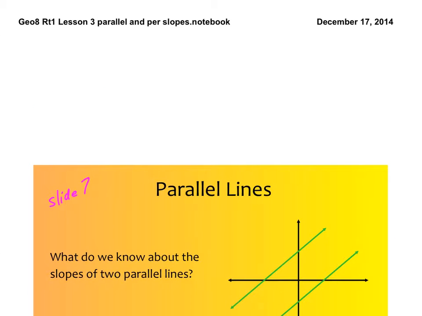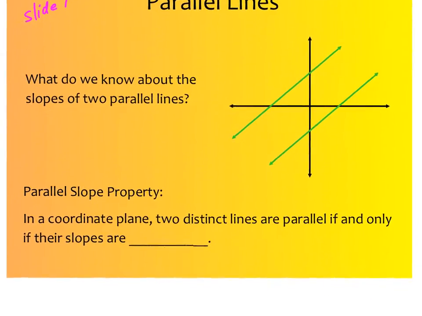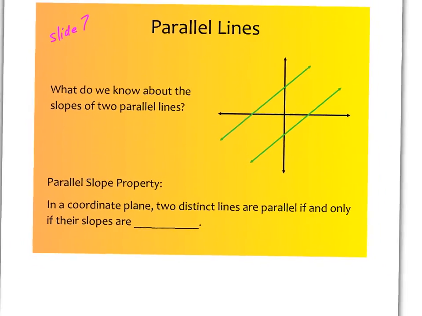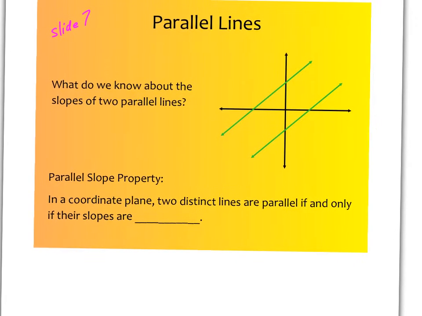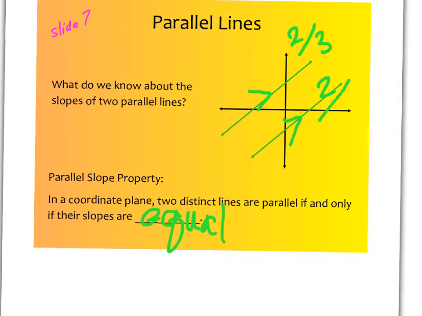Let's see what's true about parallel slopes. Two lines that are parallel would have the same slope. Their slopes would be equal. So in the first blank, write equal. Mark these as parallel, and then let's give an example. If the slope of the top line is 2/3, the slope of the bottom line must also be 2/3.